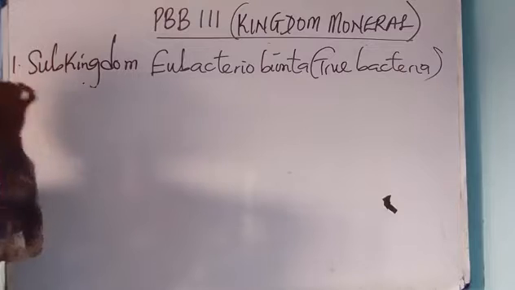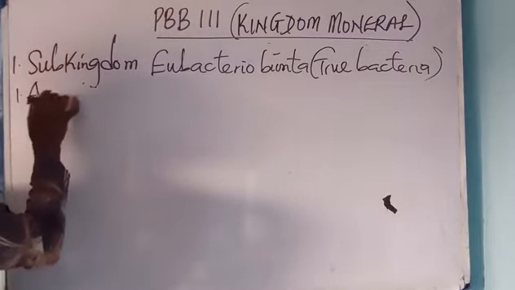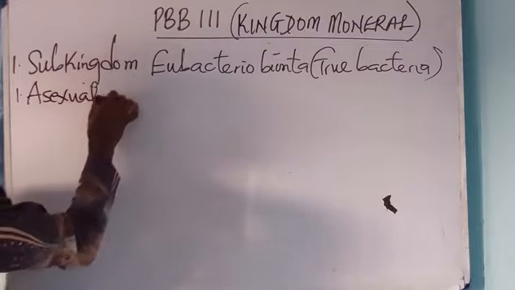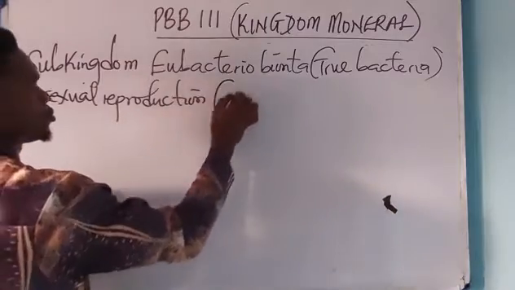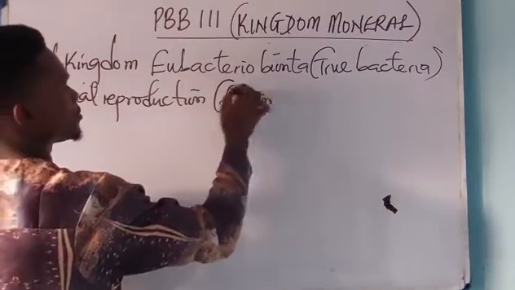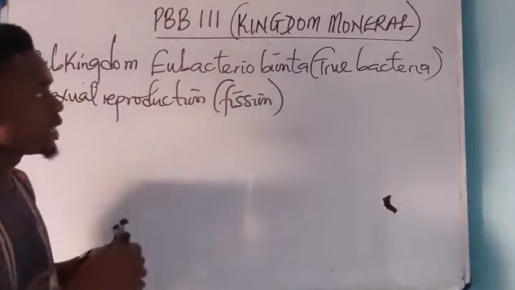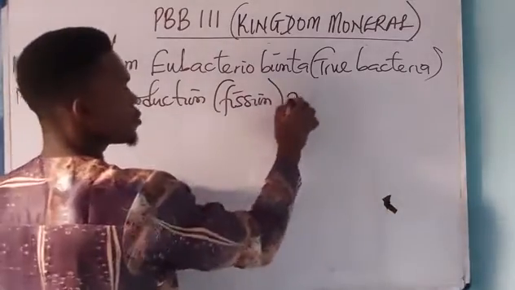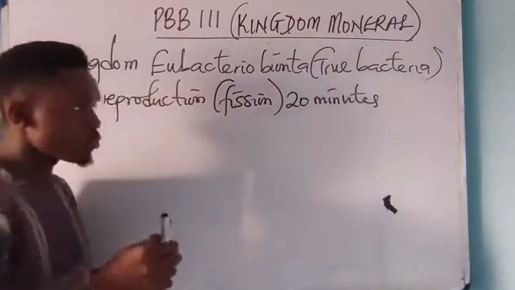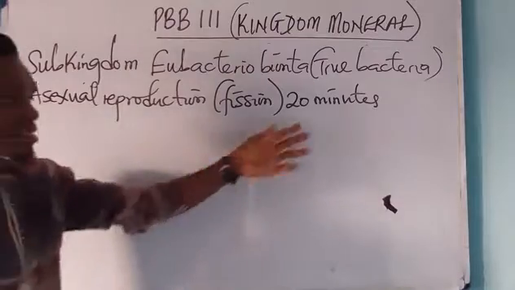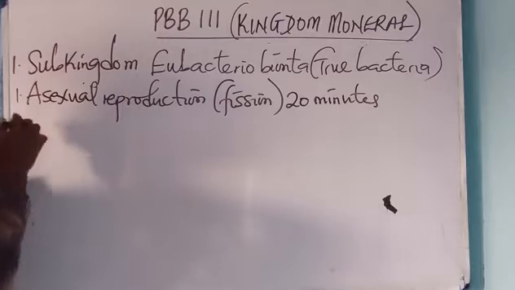One, they undergo a type of asexual reproduction through fission. And I told you that they have a geometric type of growth. So they reproduce almost every 20 minutes, and they reproduce and grow very, very fast. Okay, that is for that.